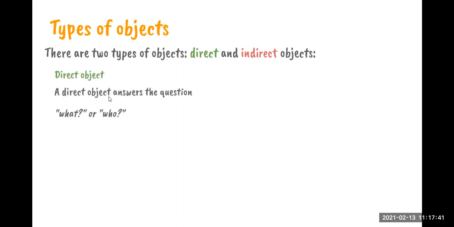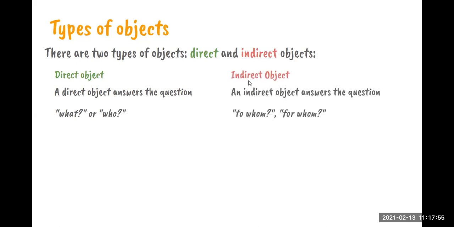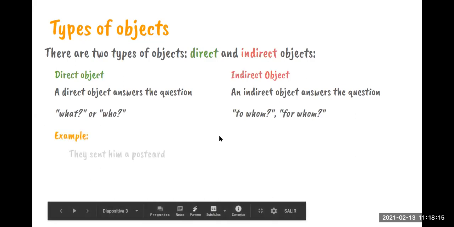It says that the direct object answers the question what or who. Okay, so this is the direct object when the object answers these two questions. And then we have the indirect object, which answers the questions to whom or for whom. Okay, so this is the difference between these two types of objects. We're going to see some examples, some sentences, and I want you to tell me what kind of objects we have here in these sentences. Okay, let's see here.